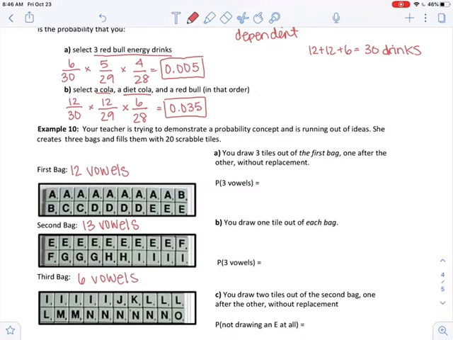So it says for A, you draw 3 tiles out of the first bag, one after the other, without replacement. So if we're not replacing them, remember, these are dependent events. So we will be losing the total amount of vowels as we pull things out. So the probability of 3 vowels. So first we have 12 out of 20. Then we're going to have 11 out of 19, because remember we pulled one out. And then we're going to have 10 out of 18, because we pulled another one out. Multiply these all together and we have 0.192.